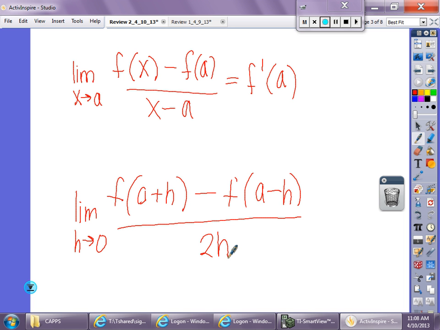If you remember where the definition comes from, it's the slope between 2 points. Every single one of them. This is the slope between the point x equal to x and x equal to a. That's the interval. This is the slope between the point x equal to a plus h, comma a minus h. You're just finding the slope between the 2 points and using function notation. So, all right, that's done.